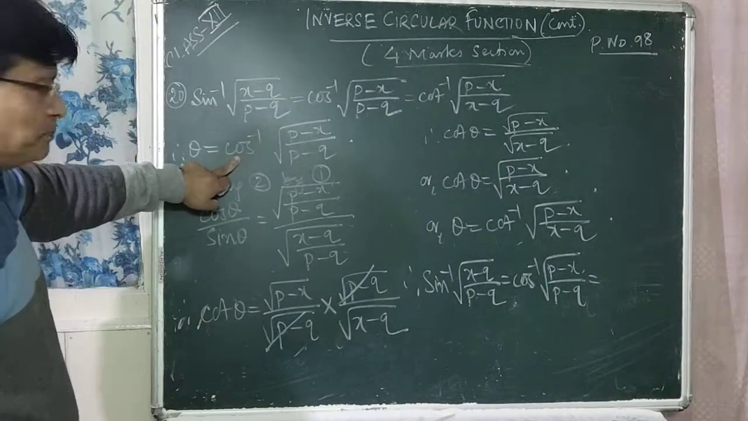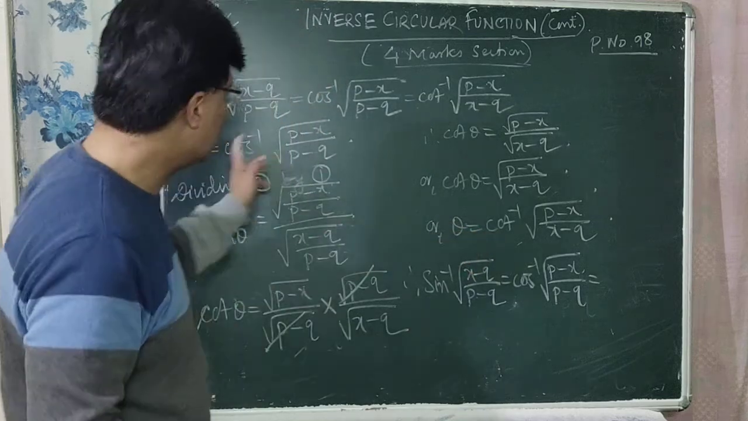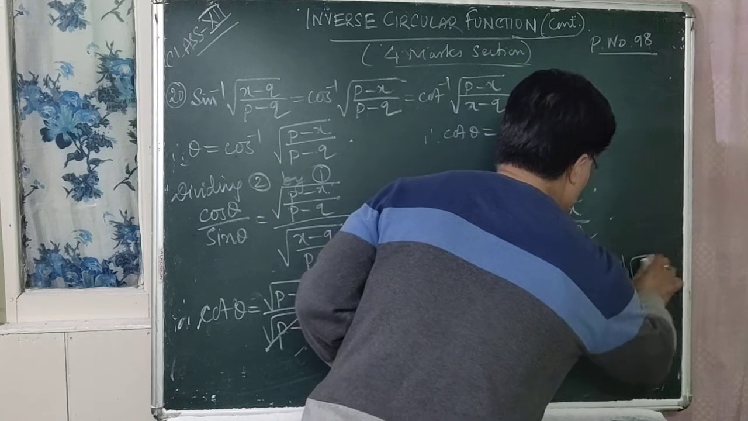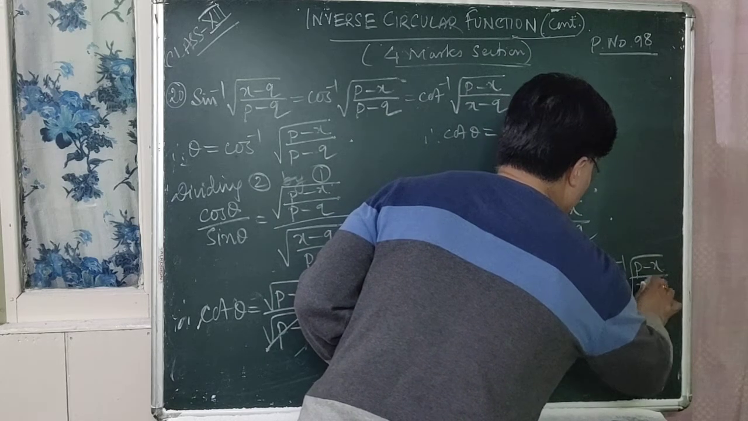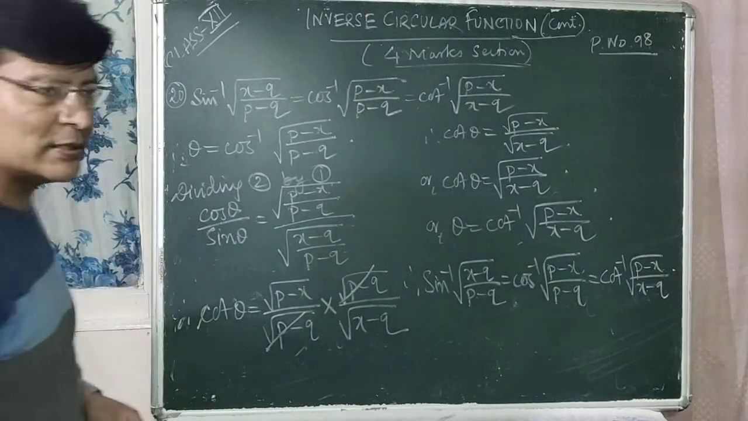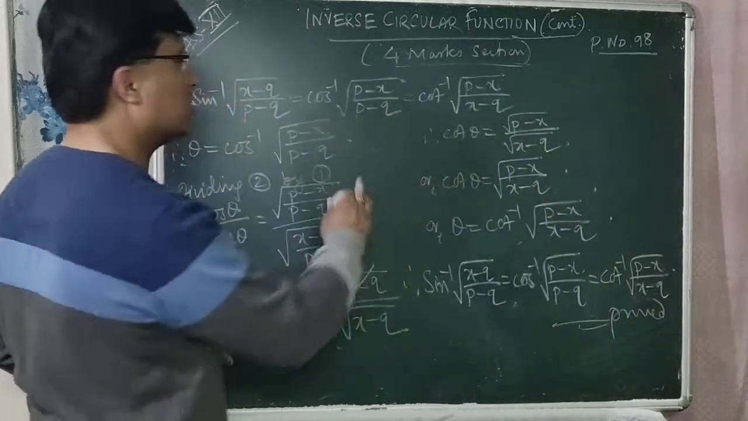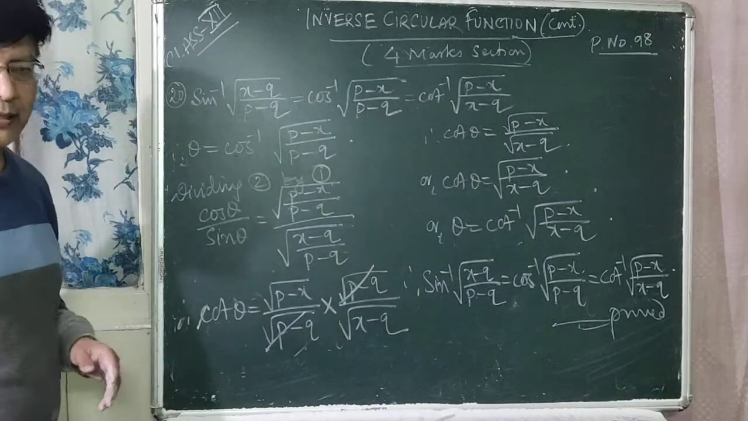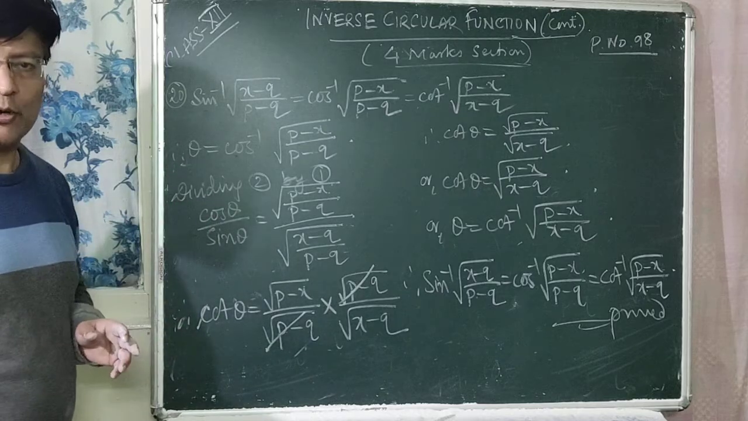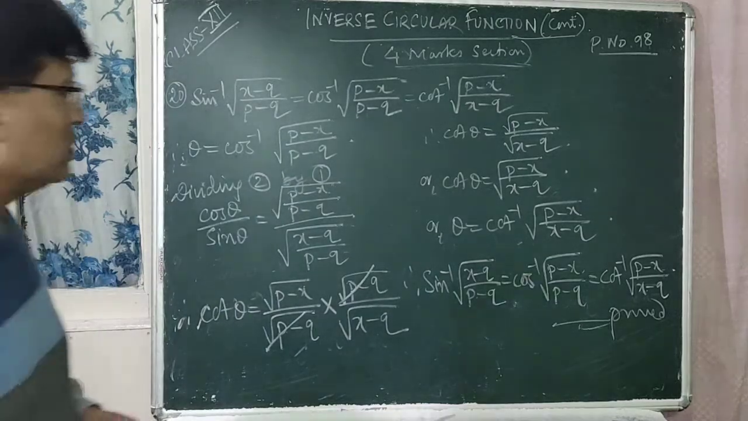Again, which is equal to? Again, theta is equal to. You can equate this one also. That is, which is equal to cot inverse root over p minus x upon x minus q. So we have proved this result, isn't it? Proved. That means all these three are equal, right? So we have proved this, question number 20. So this is a very, very important question. You can revise it at home, okay? So we'll do the next question now.